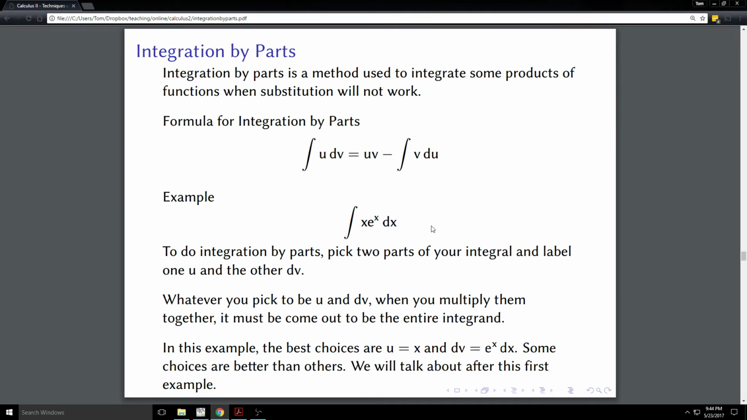So you probably have, at this point, a lot of choices. How did you come up with u equals x and dv equals e to the x dx? All right, does it really matter how I pick those? Could I reverse those, right? And it does turn out that some choices are better than others, okay? And we'll talk about that after we finish this example, okay? So for right now, we're going with u equals x and dv equals e to the x dx. We've chosen u. We've chosen dv. We've verified that when we multiply u and dv together, we get the entire integrand up there.